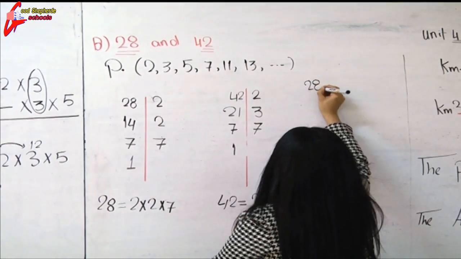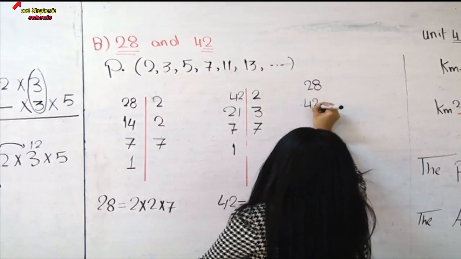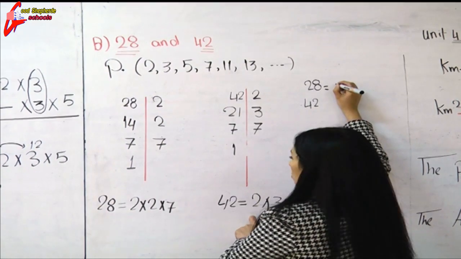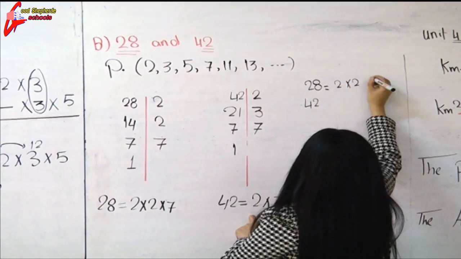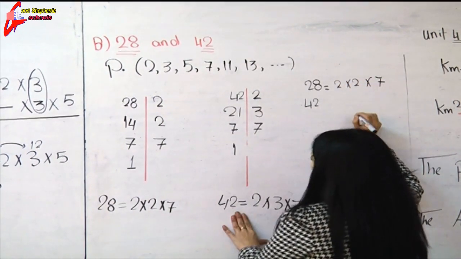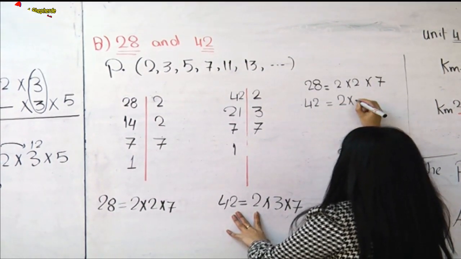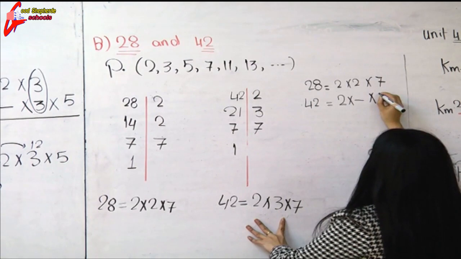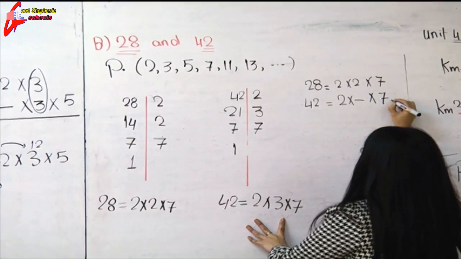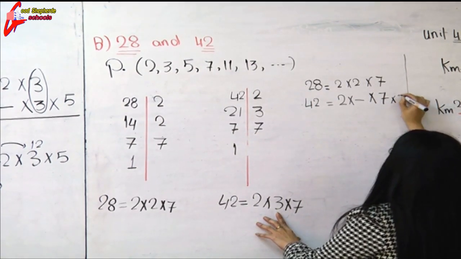28 equals 2 times 2 times 7. But 42 equals 2 under 2. We have another 2, make a dash. We have 7. Write 7 under 7, times the last one, 3.